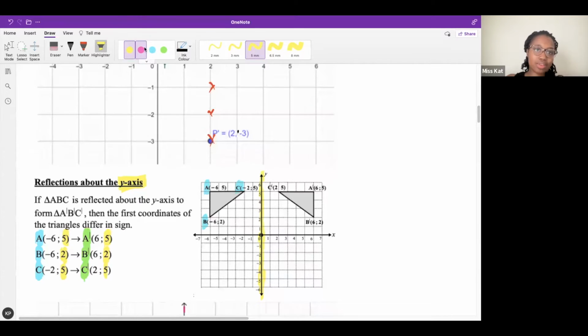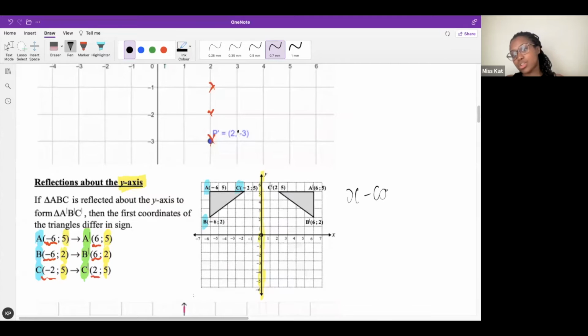But look at our x values, okay? We had a -6. Let me use red pens. We had a -6 that became positive. And we had a -6 that became positive. And we had a -2 that became positive. So this time, if you're reflecting about the y-axis, we can say that the x coordinates will change signs. Okay. So this time it's the x coordinates that will change signs.